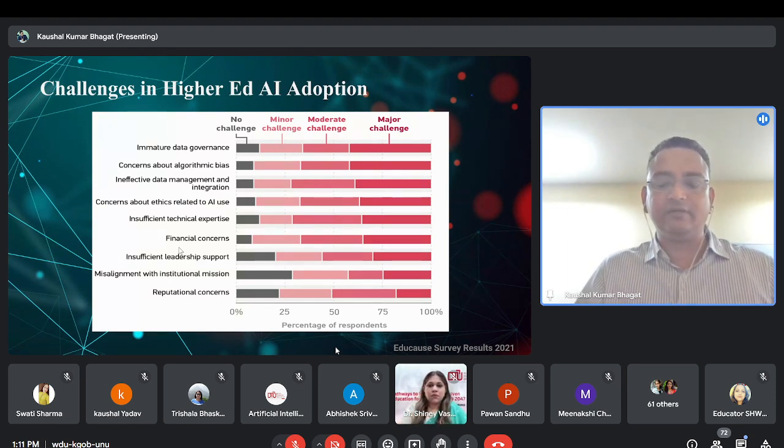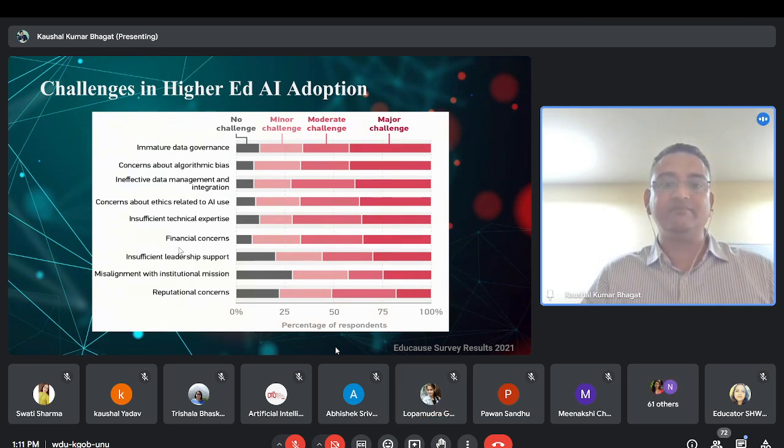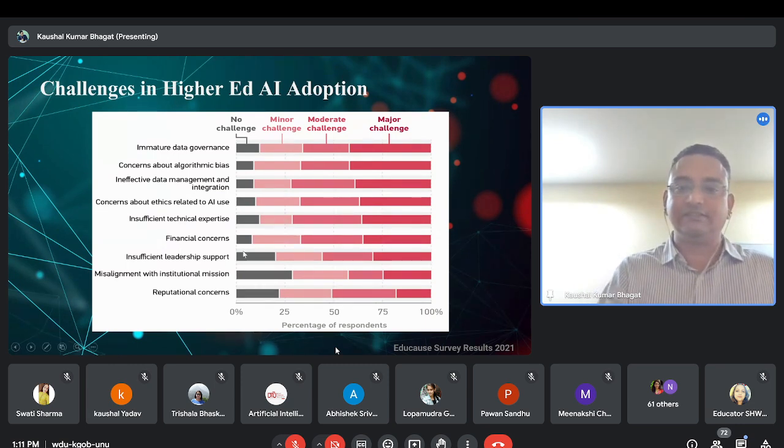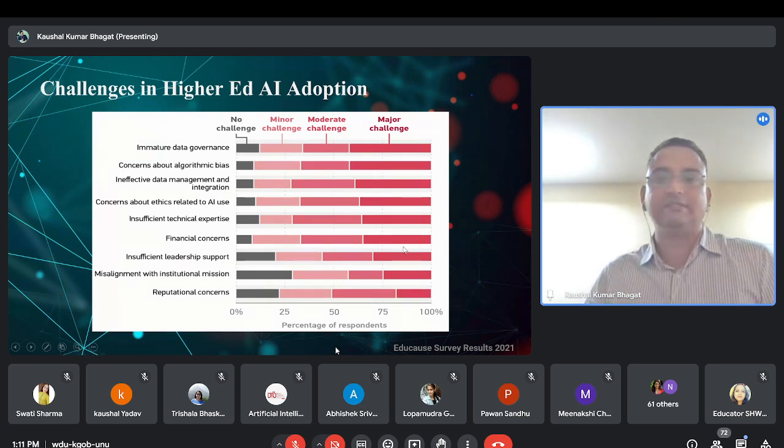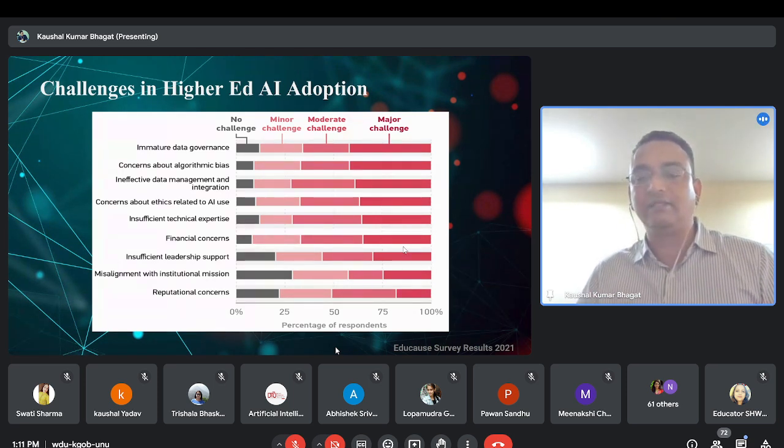Another is concerns about algorithmic bias, about which I have shared one of the incidents with you. Then ineffective data management and integration. Most of the major challenges are associated with financial concerns. Obviously, when you are implementing artificial intelligence in your higher education, it requires a computing system which will increase the cost. So how are you going to manage that, specifically in developing countries, right?